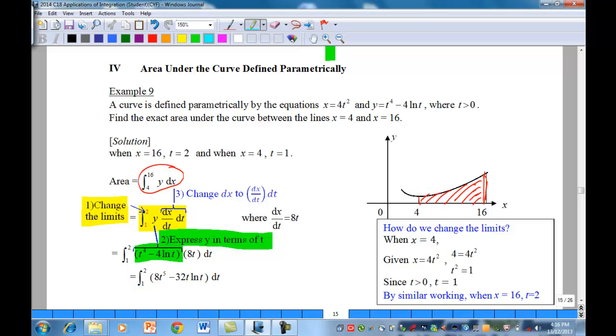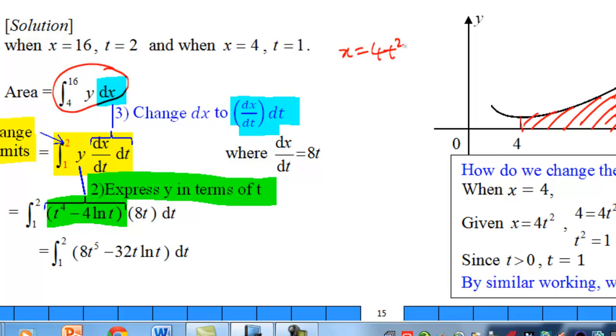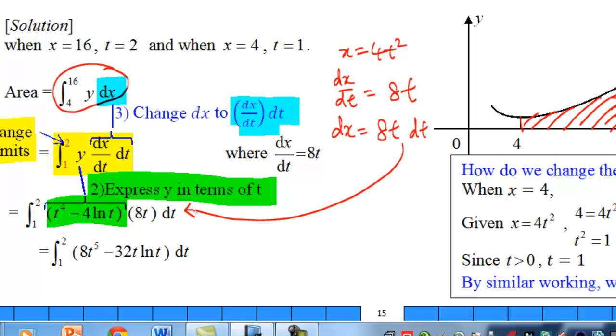Finally, in step 3, we change dx in the original integral to dx/dt and integrate dx/dt dt. Since x equals 4t squared, we know that dx/dt will be equal to 8t. So dx will have to be 8t dt. And we replace dx in our integral with this 8t dt.